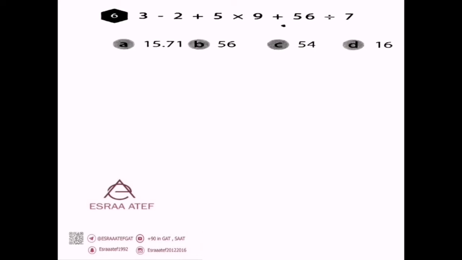The next problem is the same, but here we have subtracting, adding, multiplying, adding, and dividing. So which one will we start with? Brackets we don't have, powers we don't have. We have multiplying and division, so we will start with multiplying because it's the first. So 5 times 9, which is 45, plus 56 divided by 7, plus 8.